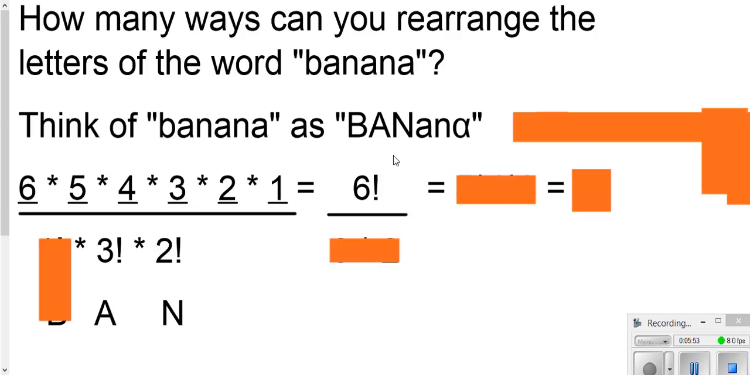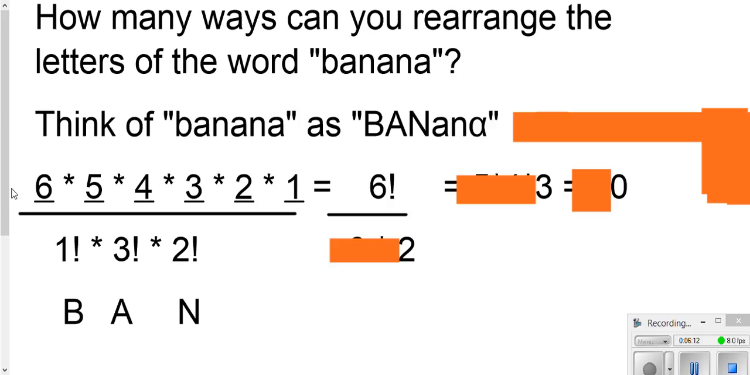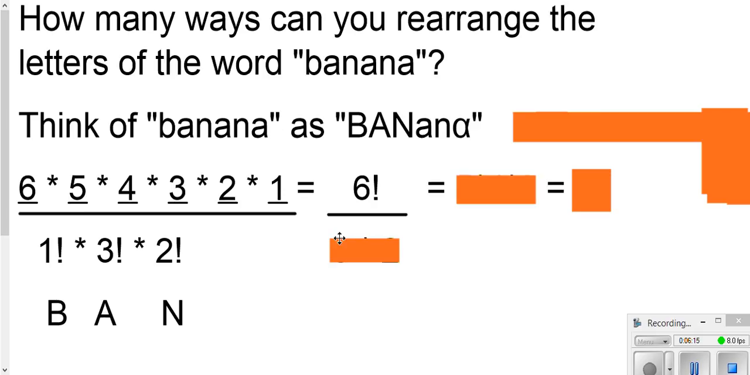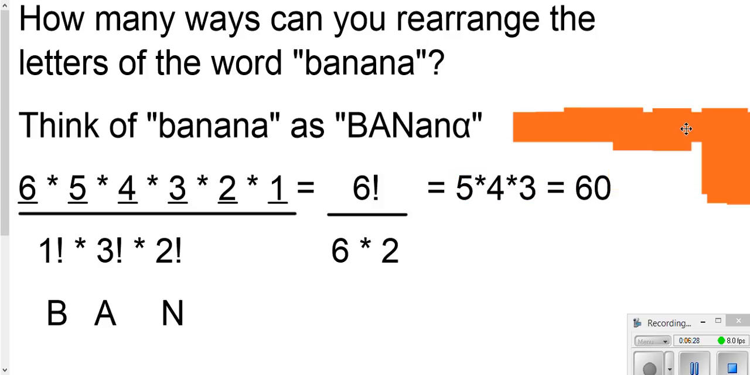Well, if we follow that pattern, we also have a B. A was being repeated 3 times, so we divided by 3 factorial. N was repeated twice, so we divided by 2 factorial. So we're going to divide by 1 factorial for the B. Now 1 factorial doesn't change it. This is going to come into play a little bit later here. So if we work this out, we're going to have 6 times 2 on the bottom, which if you expand the top and simplify, you're going to be left with this. So we get a total of 60 different unique distinguishable arrangements of these letters.